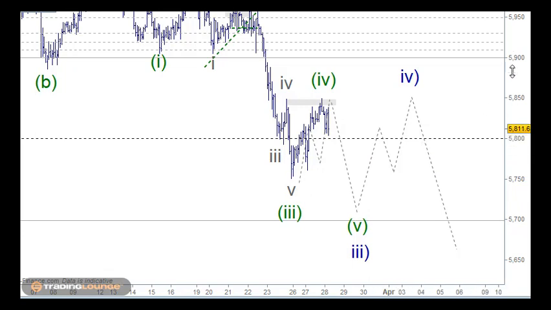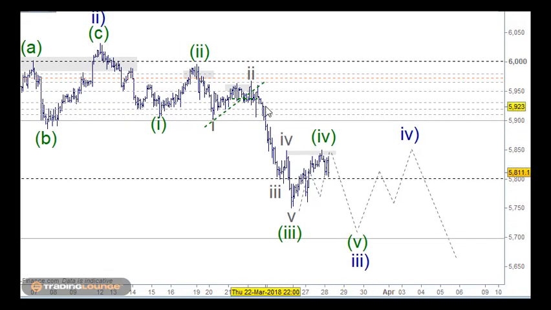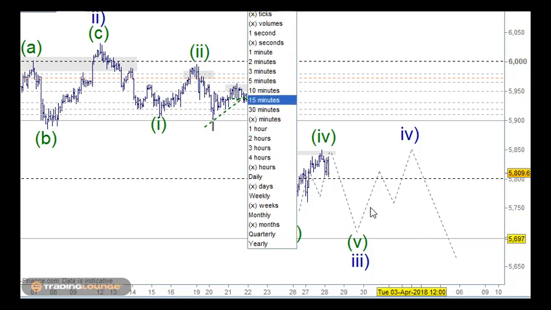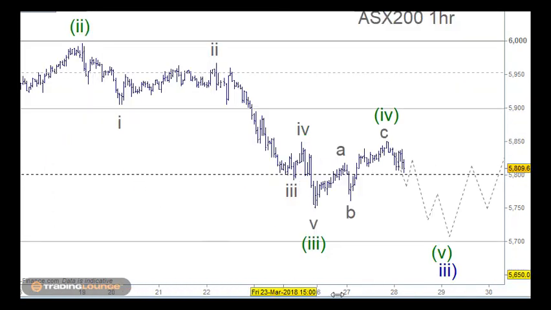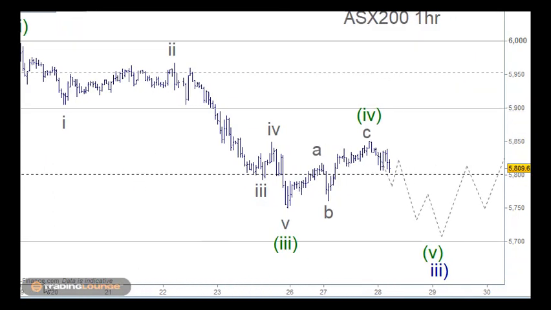The way that I got the 5.7 was I've taken 61.8% of the length of the third wave here, and then added it to the top and brought it down to the 5.7. So I can do it that way. There's a few different ways I could do it, but we'll leave the 5.7 as the basic target for the time being.